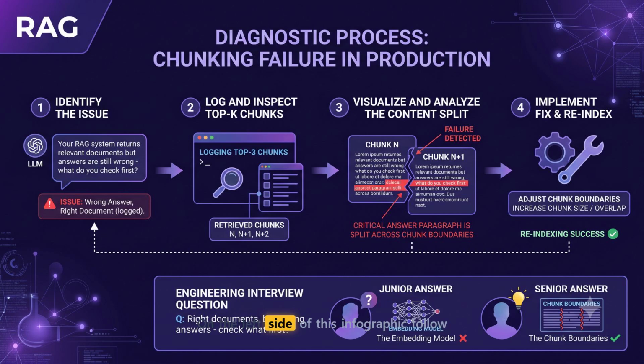On the left side of this infographic, follow the 4 diagnostic steps. Step 1 is the most critical. When the user flags a bad answer, you must instantly log and inspect the specific top K chunks that were actually fed to the LLM. Not the metadata, but the raw text chunks themselves.